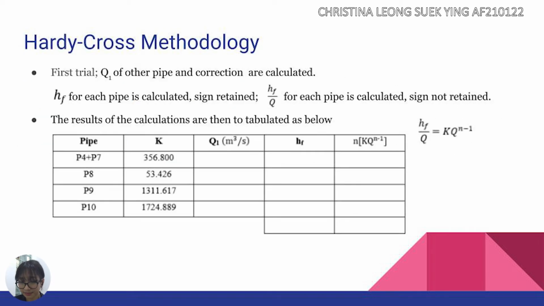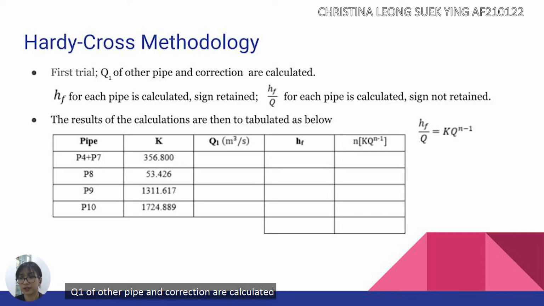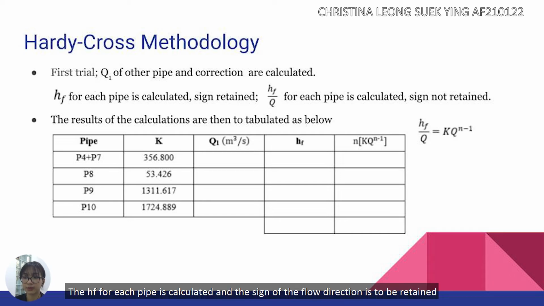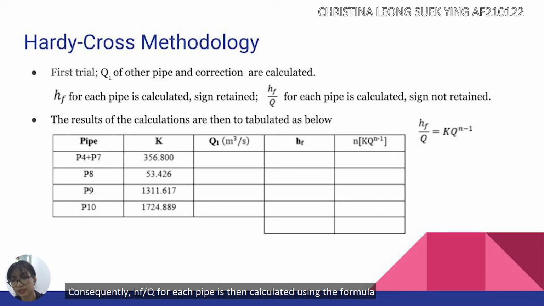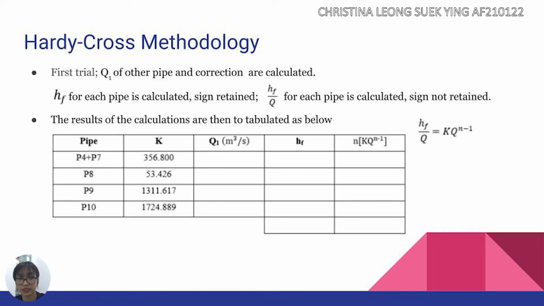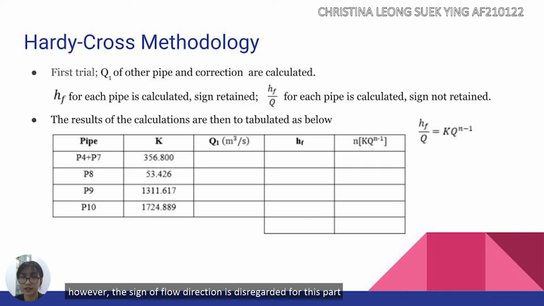Alright. For the first trial, Q1 of each pipe and correction are calculated. The hf for each pipe is calculated and the sign of flow direction is to be retained. Consequently, hf/Q for each pipe is then calculated using the formula hf/Q = KQ^(n-1). However, the sign of the flow direction is disregarded for this part, and the results are then tabulated in such a manner.